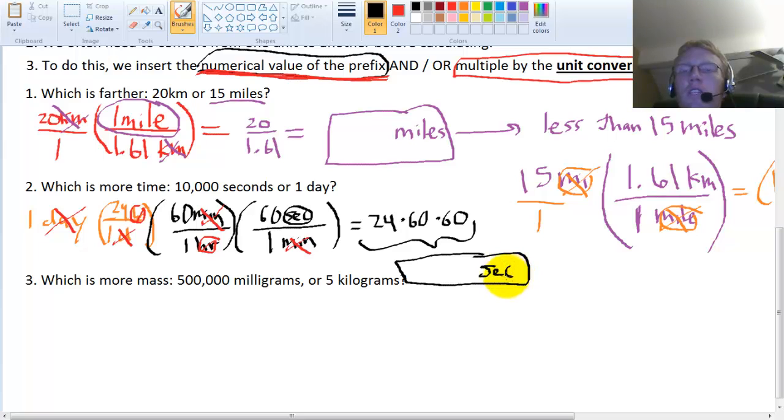Okay, and I encourage you to finish this one off for yourself as well. Take a calculator, multiply 24 times 60 times 60, and see, is it more or less than 10,000 seconds? What's longer, 10,000 seconds or 1 day? I don't know. This is 3,600 times 24. I think a day is actually more than 10,000 seconds.